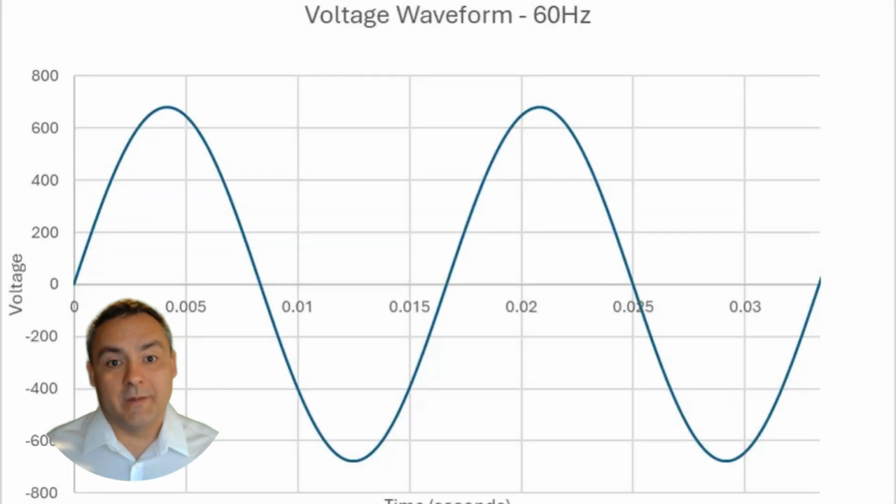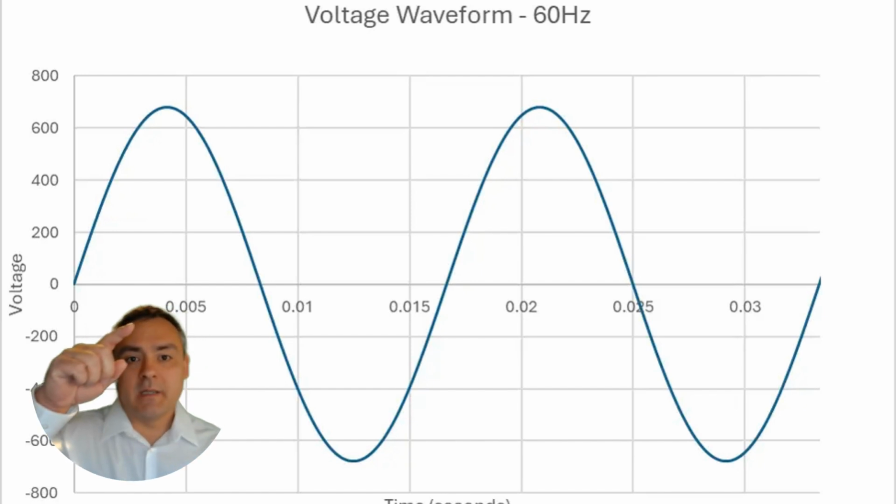Our pure 60 hertz voltage is going to be 480 volts AC RMS. RMS means root mean square. I'm not going to talk about root mean square here, but I encourage you to look that up. 480 volts AC RMS has a peak voltage of 678.8 volts. This waveform looks like this.